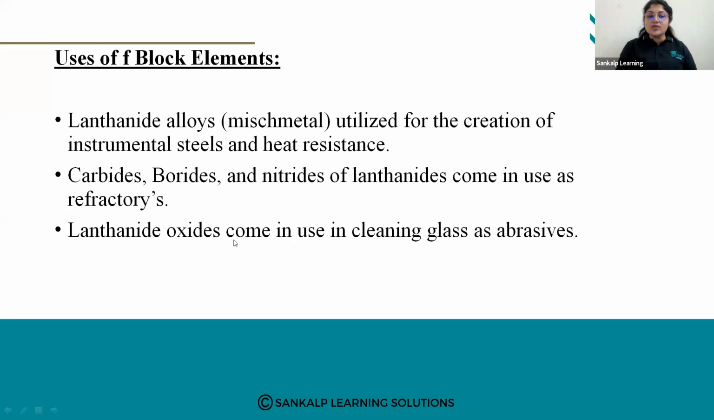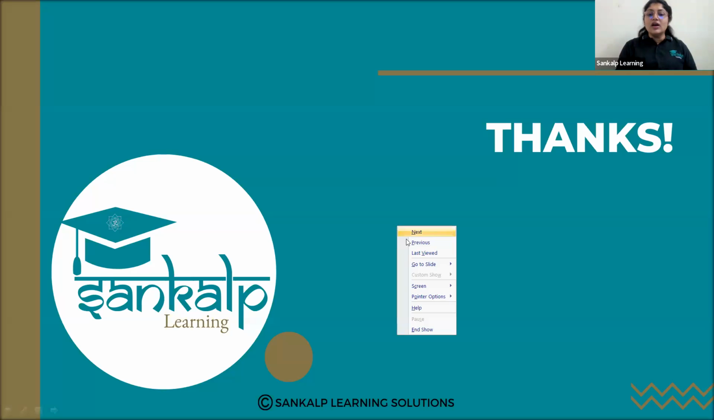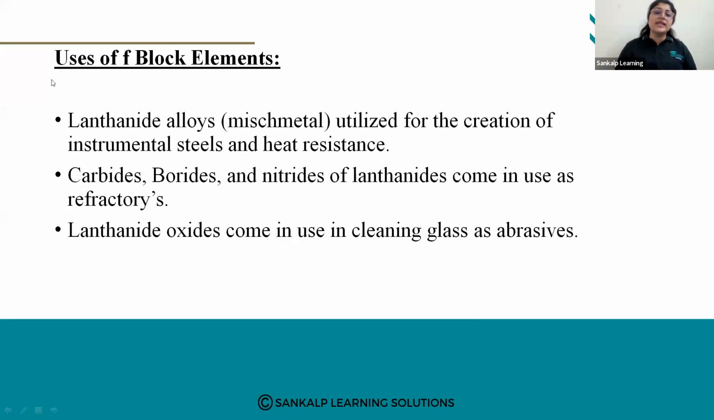Next, lanthanoid oxides come into use in cleaning glass as an abrasive. So lanthanoid oxide is used in cleaning glass as an abrasive. These were some of the uses, or applications, of d and f block elements. Is it clear? These applications are not so important. The properties you need to remember.